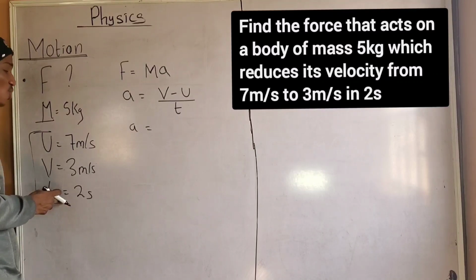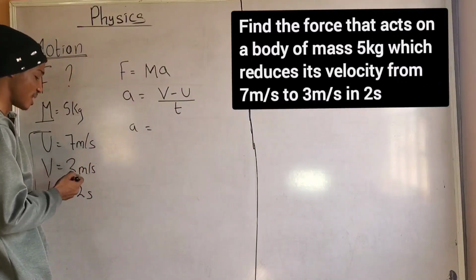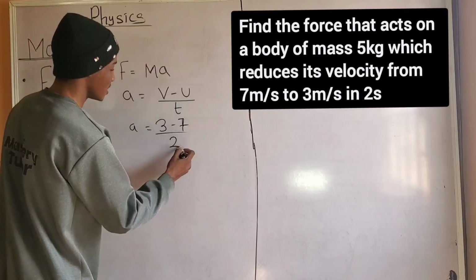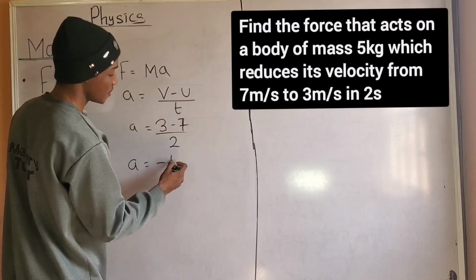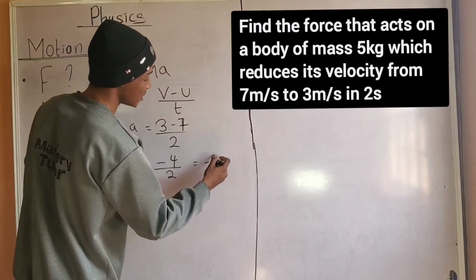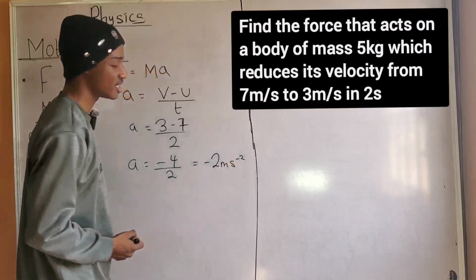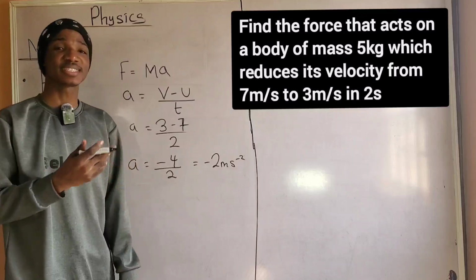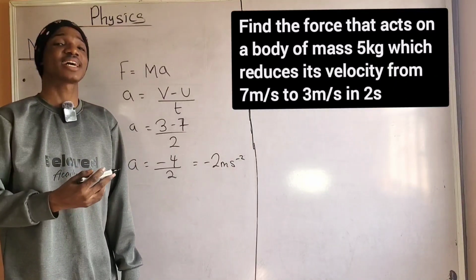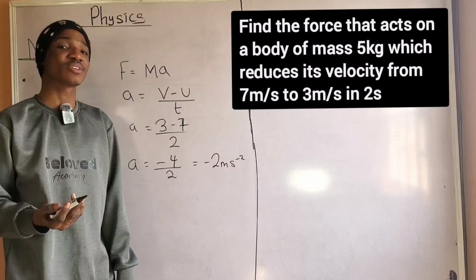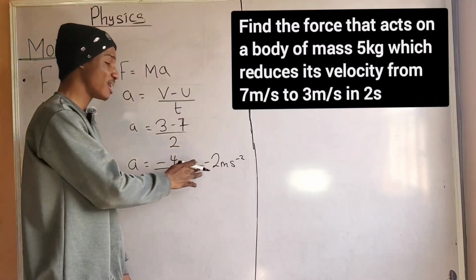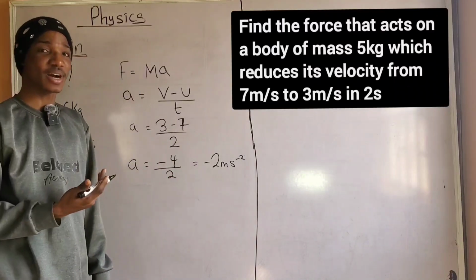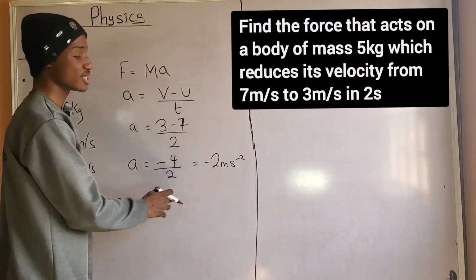The initial velocity is 7 meters per second and the final is 3. So I'm going to have 3 minus 7 all over 2. Acceleration equals -4 all over 2, that is -2 meters per second squared. The reason why we have negative here is because the acceleration is retardation. Retardation is the kind of acceleration that brings the motion of an object to rest. So the acceleration here is negative acceleration.